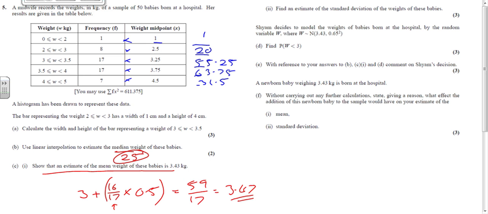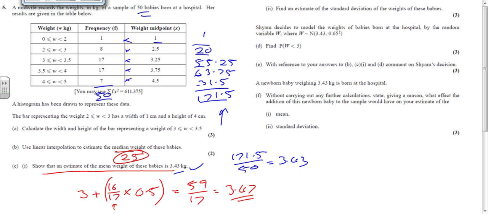And then what we do once we've done that is we add them all together and we divide by the total frequency. So the total frequency is 50. We can either add them up or it tells us what the total frequency is. If we add up this column it is 171.5. So then we do 171.5 divided by 50, which equals 3.43, and then we got our marks there. And now we've got to find an estimate for the standard deviation.